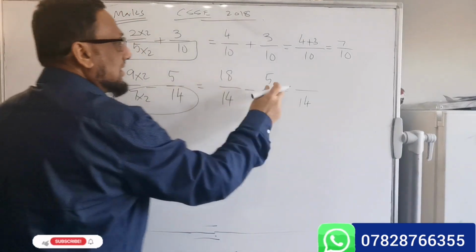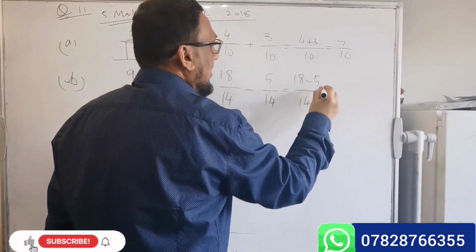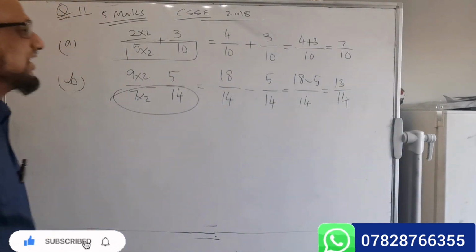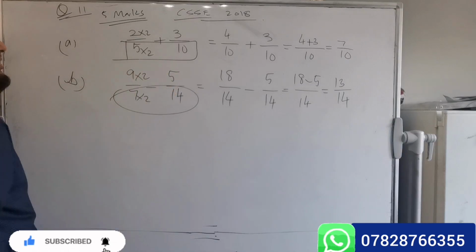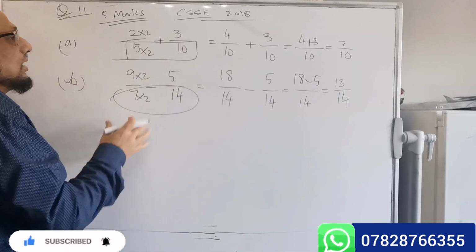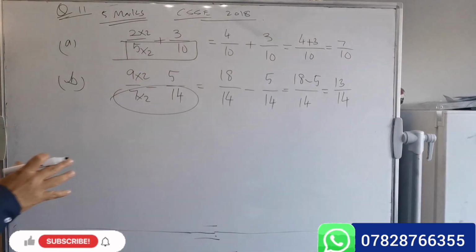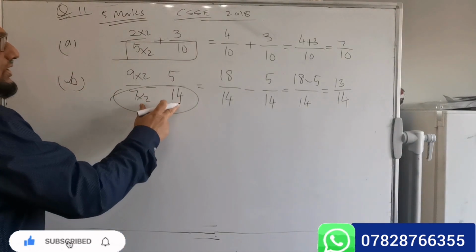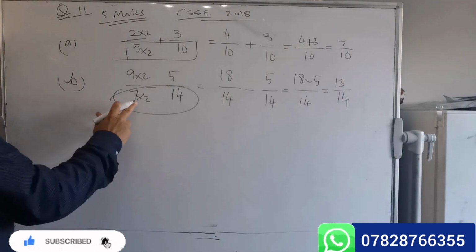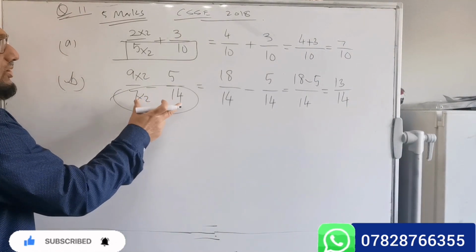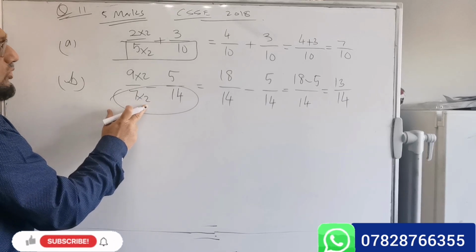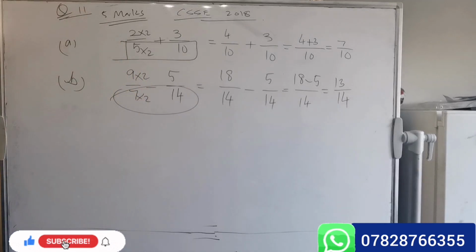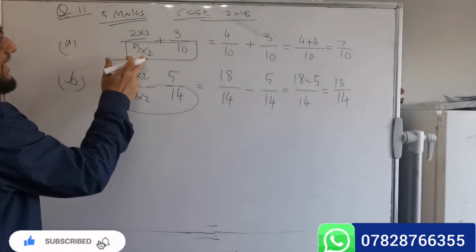Now 14 and 14 is the same denominator, so you can write it only one time. And this is a takeaway question. 18 take away 5 is equal to 13. So your answer is 13 over 14. Very simple, very easy. If there are common multiples, you need to work only on one fraction to make the same denominator, 7 times 2 is 14. If you times the denominator, you need to times the numerator. Exactly the same as part A.